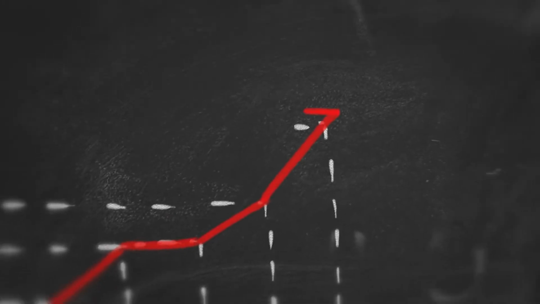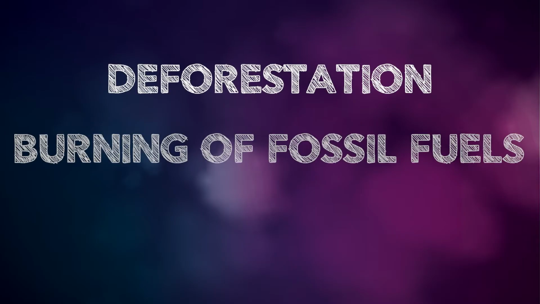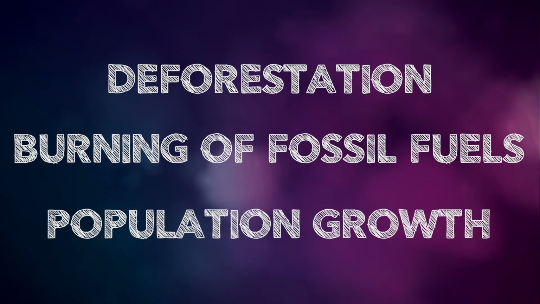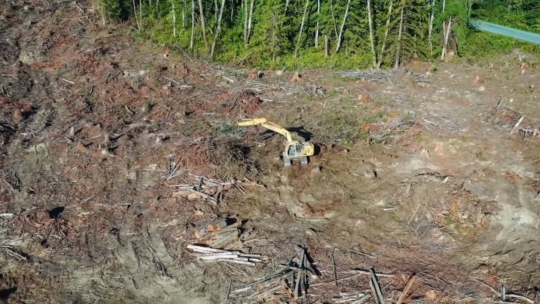The levels of CO2 remained relatively constant until approximately 100 years ago, when the concentration began to increase drastically. There are various reasons this has happened, but the main 3 points that we will cover in this video are deforestation, increased burning of fossil fuels, and population growth. First, we will look at deforestation.